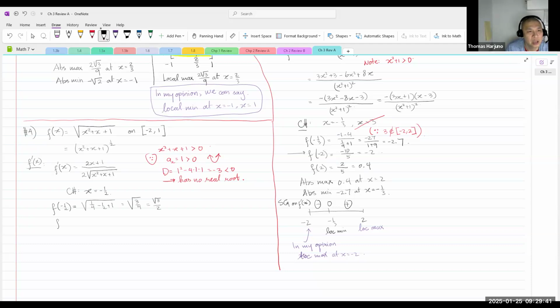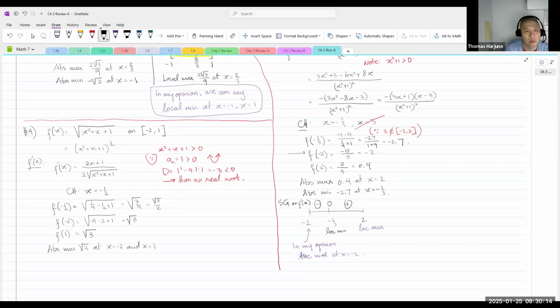And then we check the endpoints. At -2, it will be 4 minus 2 plus 1, that's radical 3. Oh, that's greater. And at 1 that will be the square root of 3 also. Okay, so the absolute maximum is at the endpoints, square root of 3 at x equals -2 and x equals 1.